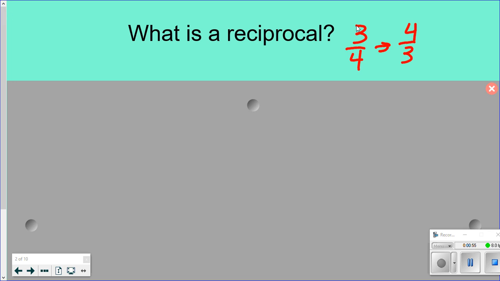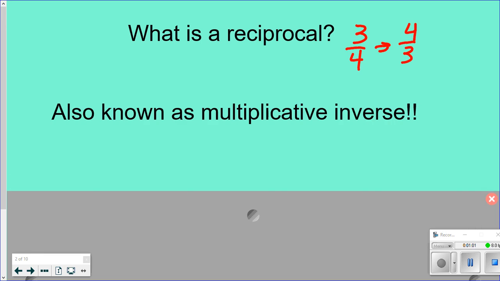Now, you've learned the word reciprocal from probably 4th grade up until 7th grade. Now we're going to start calling it something different. We're going to start calling it the multiplicative inverse. And actually, if you think of the word multiplicative inverse, it makes more sense than reciprocal anyway. Inverse means pretty much opposite. So multiplicative inverse we're going to start using instead of reciprocal. So make sure you get to know that word.